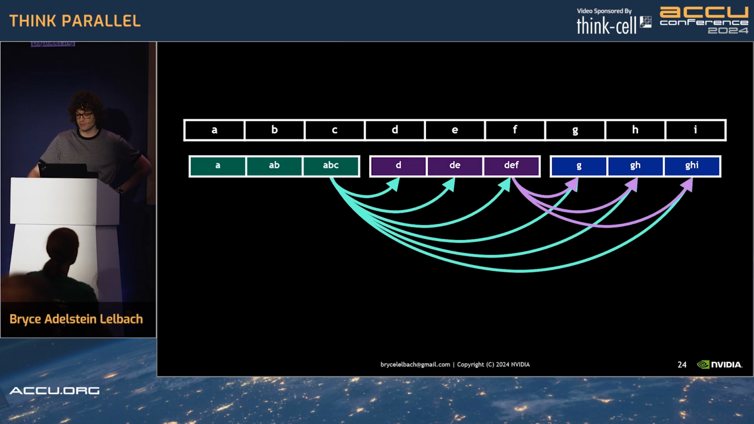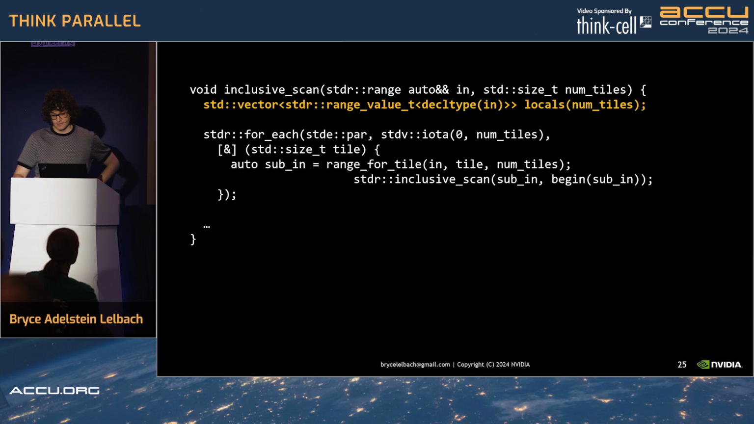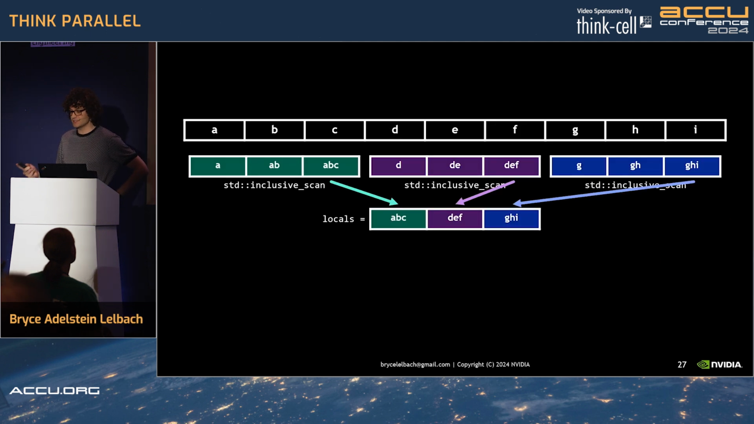Next, we need to propagate information between the tiles. So the sum of each tile needs to be added to the elements of all preceding tiles. We need somewhere to store this information, 1 slot for each tile. So before the parallel for each loop, we create a vector. The sum of each tile is the last element of the inclusive scan, the serial local inclusive scan that we just performed. So we can assign that to the applicable slot in locals. Assignments to locals from different tiles may happen concurrently, but this is fine because each tile uses a different and unique slot in locals, and no one reads from locals yet, so there are no data races here.